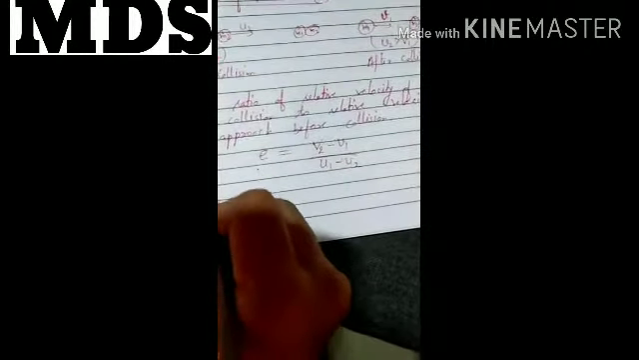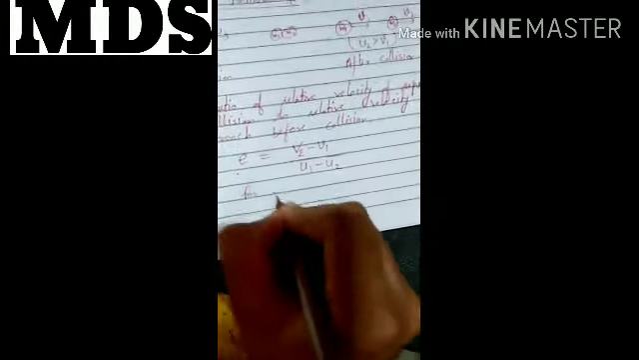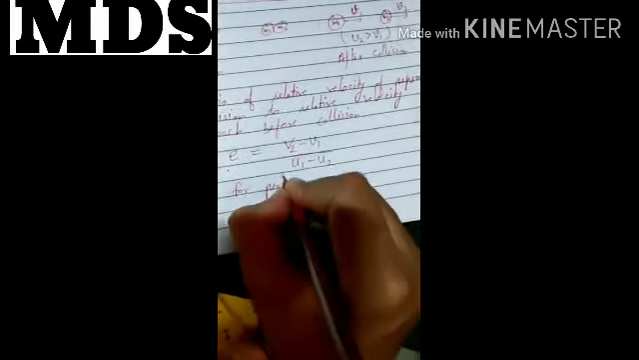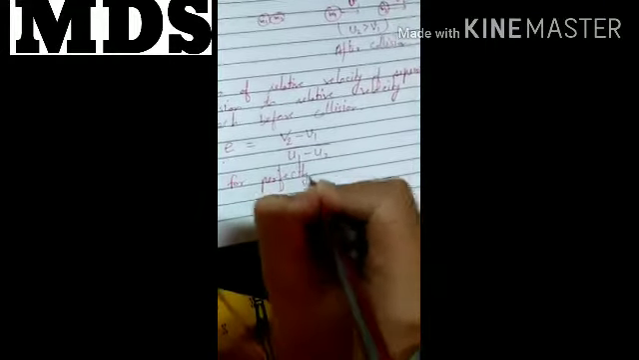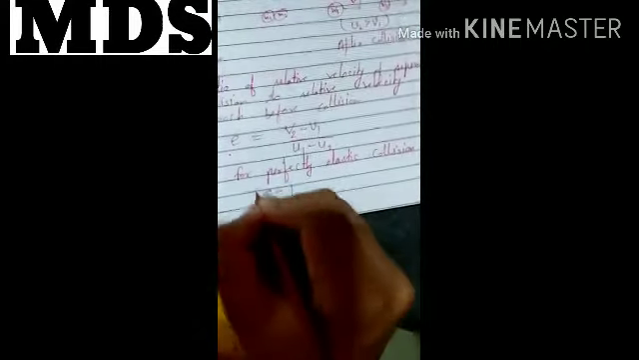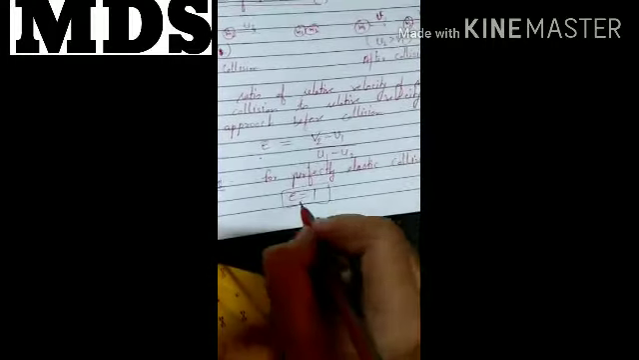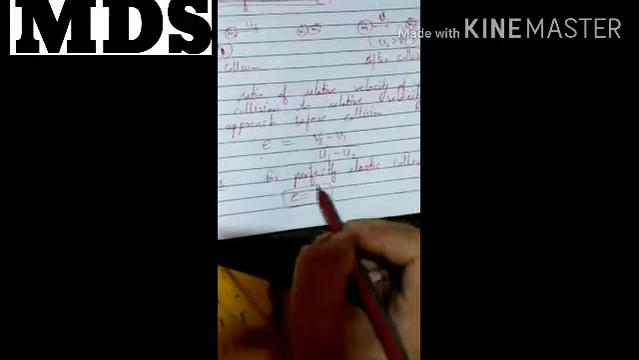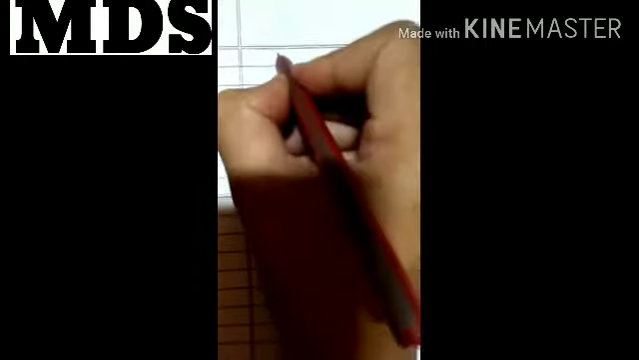Case 1: for a perfectly elastic collision, if this ratio comes to 1, that is e equal to 1, then it is a perfectly elastic collision.